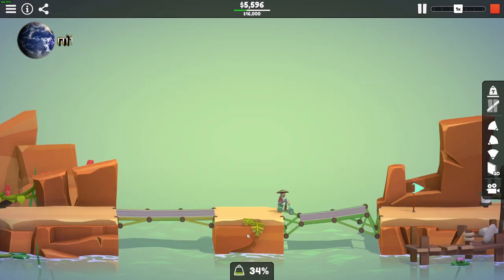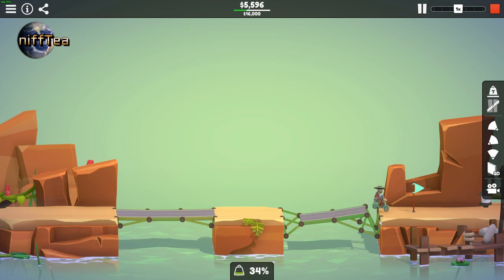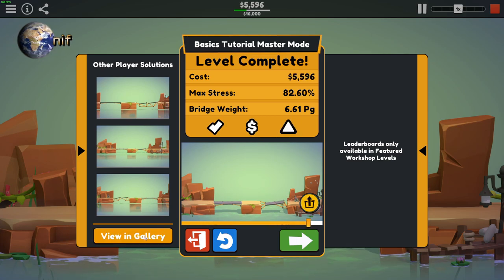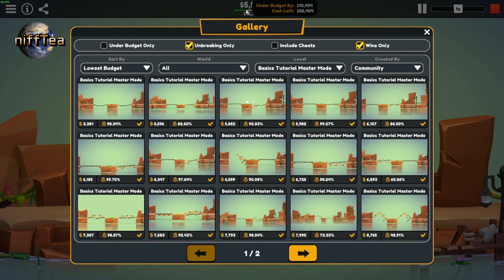Janky bridge there. Barely makes it, but it's a win. If we look in the gallery, 5596, that was second place. We'll take that. Let's move on to the next one.